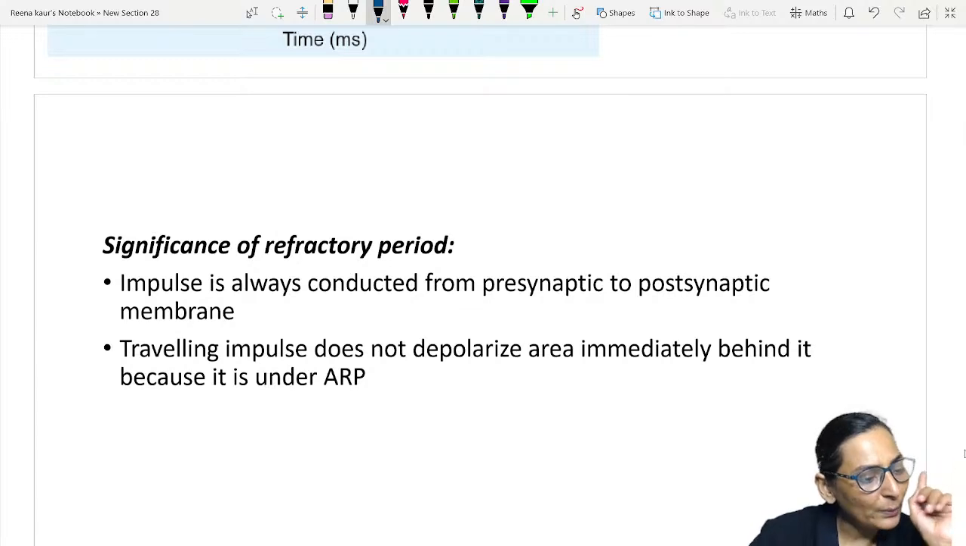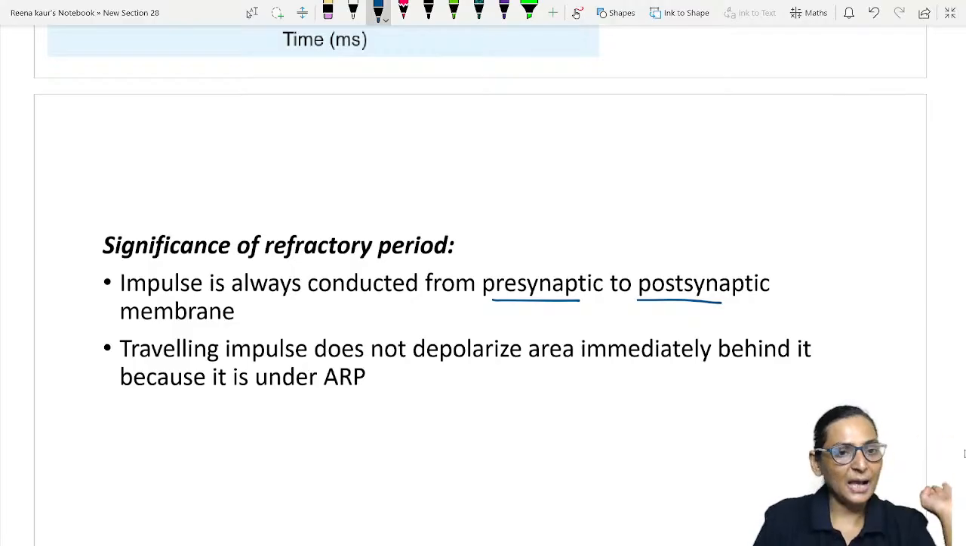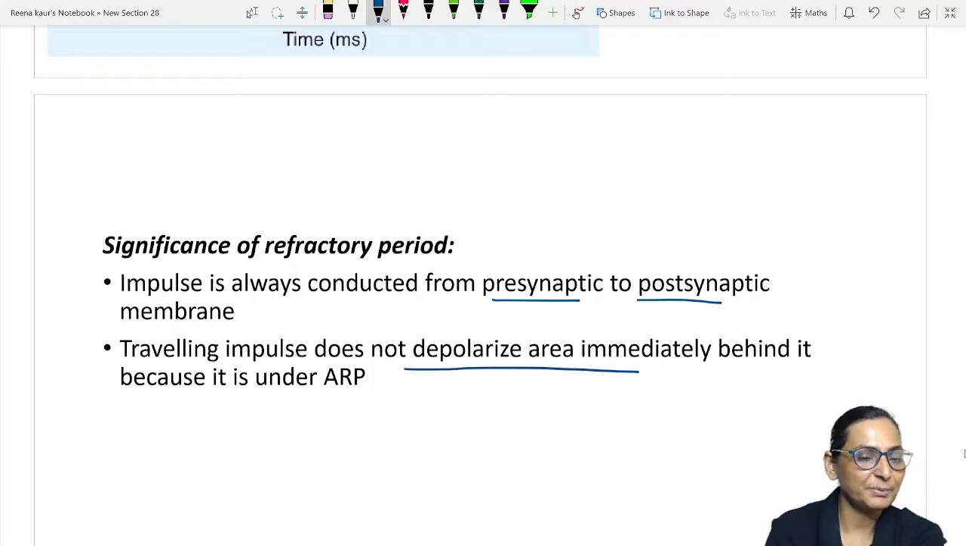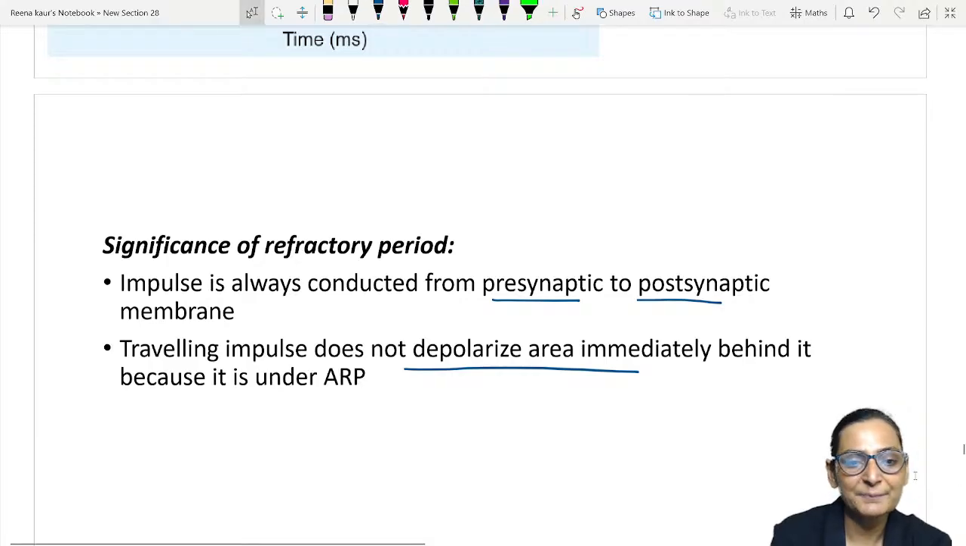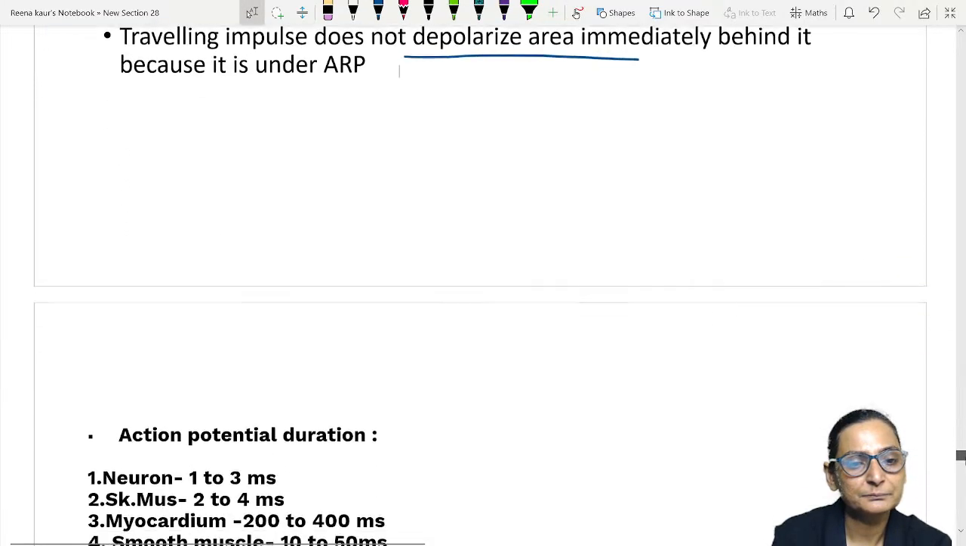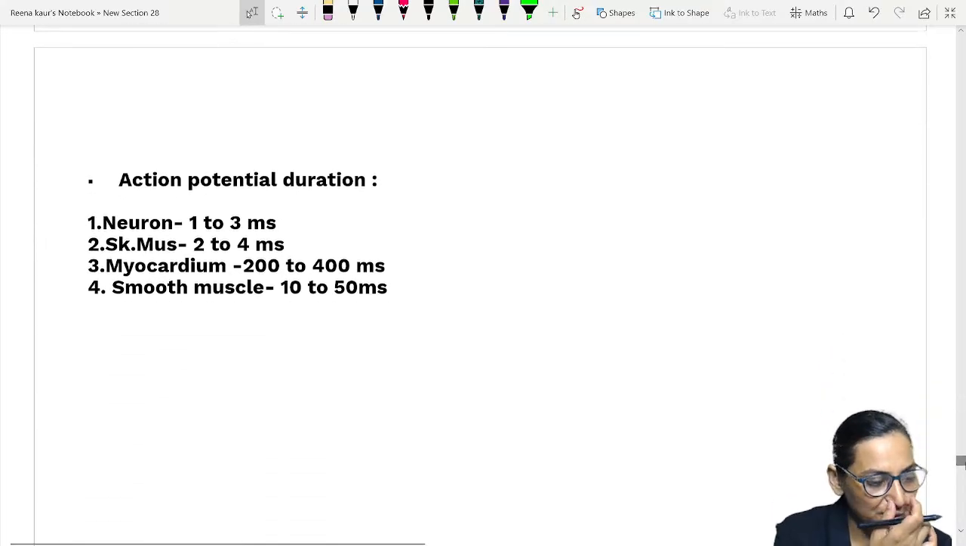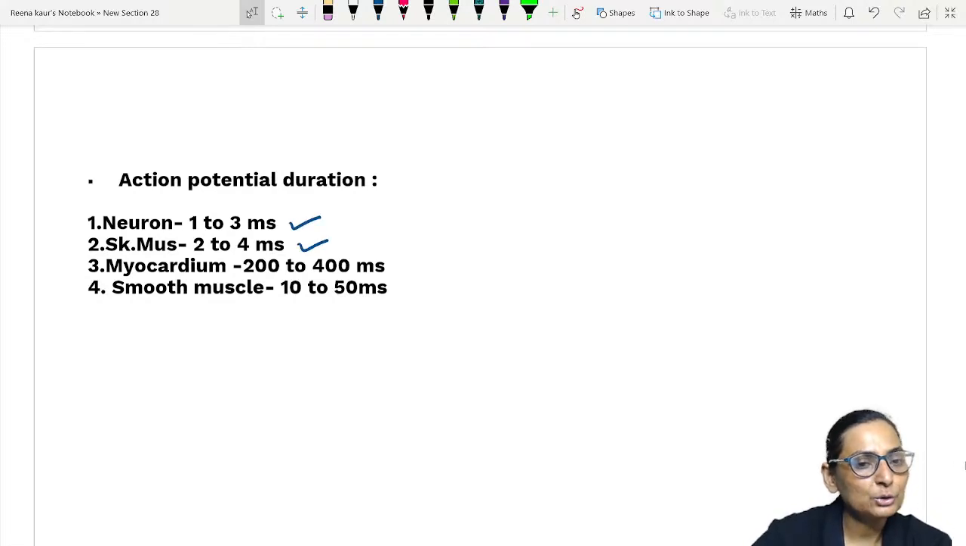The impulse is always conducted from the presynaptic membrane to the postsynaptic membrane. It will never go behind, because behind the muscle or the tissue will be in the refractory phase. Okay, the traveling impulse does not depolarize immediately behind it because it is under the period of absolute refractory period. Just remember the duration of action potential: neuron 1 to 3 milliseconds, skeletal muscle about 2 to 4 milliseconds, heart, that is myocardium, 200 to 400 milliseconds, and the smooth muscle variable between 10 to 50 milliseconds.